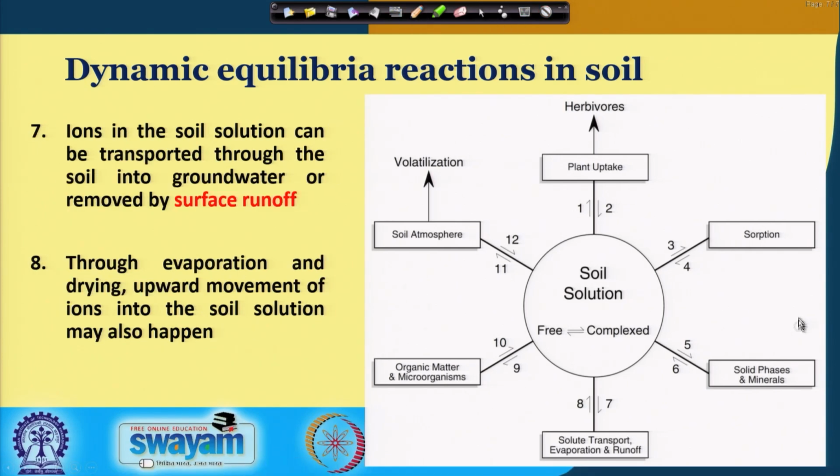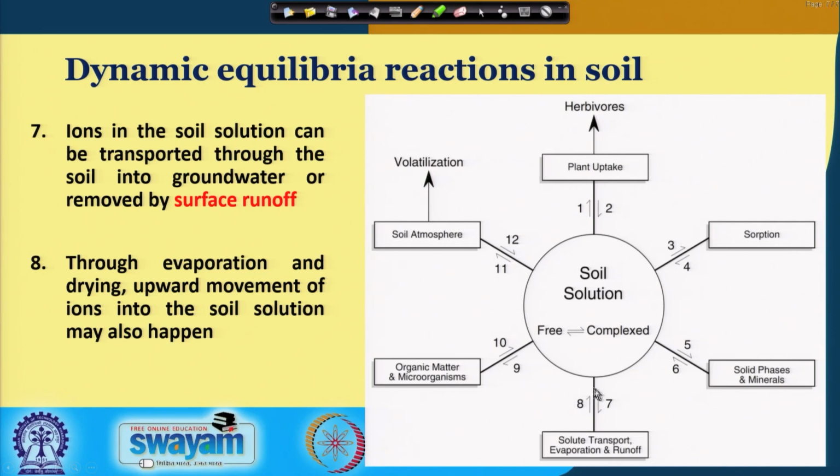So, the first 6 pathways we have discussed. Now, 7th says that ions in the soil solution can be transported through the soil into groundwater or removed by surface runoff. So, the ions can move directly to the groundwater through solute transport, and they can also be removed through surface runoff. And reversibly, through evaporation and drying, the upward movement of ions into the soil solution may also happen through pathway 8.